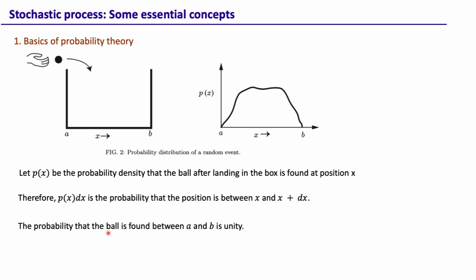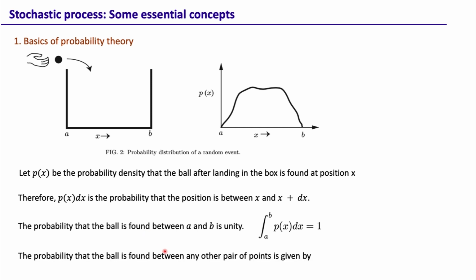The probability that the ball is found between A and B has to be unity because these are the hard blocks and the ball cannot go beyond that. So the probability P(x) dx integrated from A to B has to be 1, which basically says that the ball has to be found between A and B. And for any other pair of points, let's say A0 and B0, the probability that the ball is found between those points is basically P(x) dx integrated between A0 and B0. So that's the basics of probability.